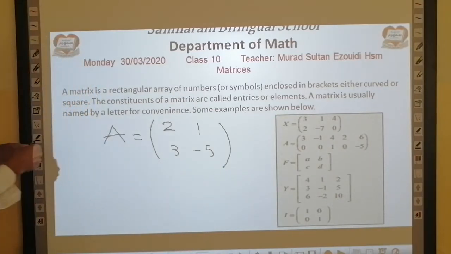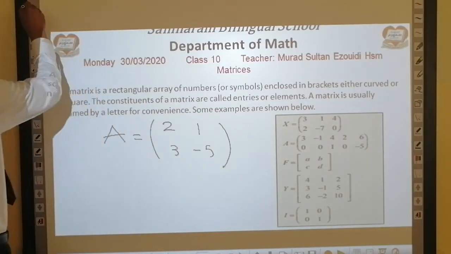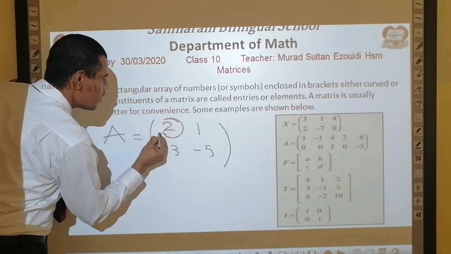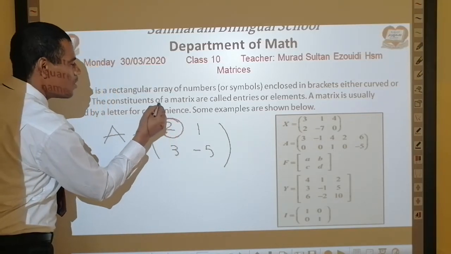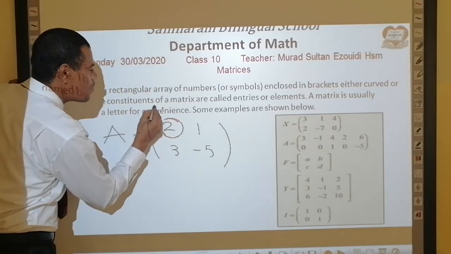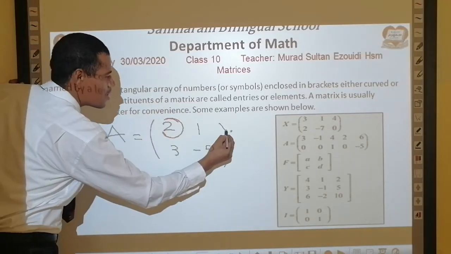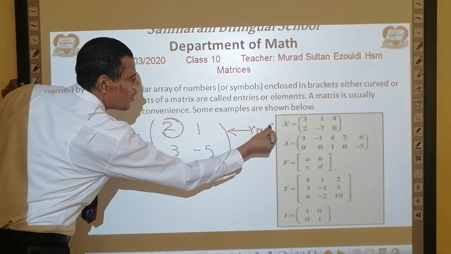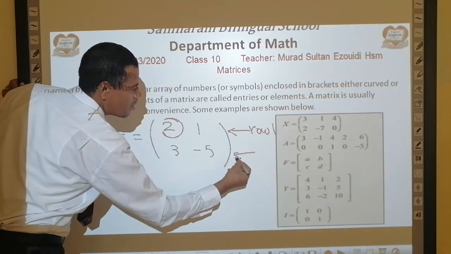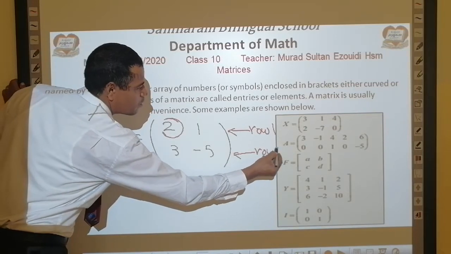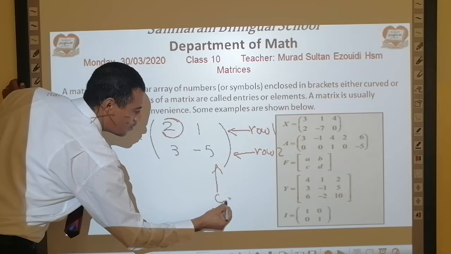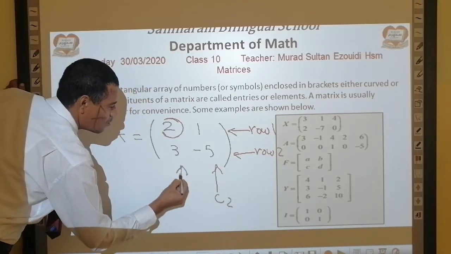Look, my kids, the number 2 is in the first row. These are rows. I will just write here: this is row number 1, this is row number 2. And this one is column 2, and this one is column 1.